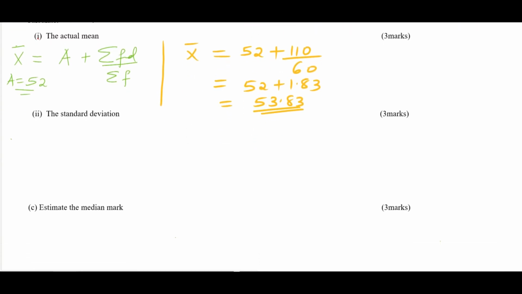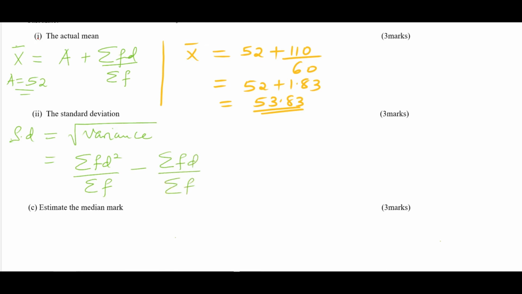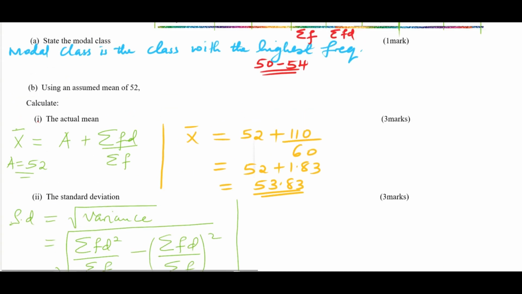So we go to the next part of the question, which is the standard deviation. Standard deviation is given by obtaining the square root of the variance, and the variance is obtained by the summation of fd squared divided by the summation of f, subtract the summation of fd divided by the summation of f, square everything, and get the square root. So looking at this formula, we already have the column on fd, so we don't need to get that. So we need this column fd squared.